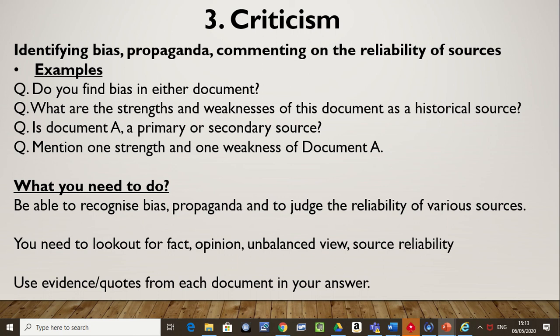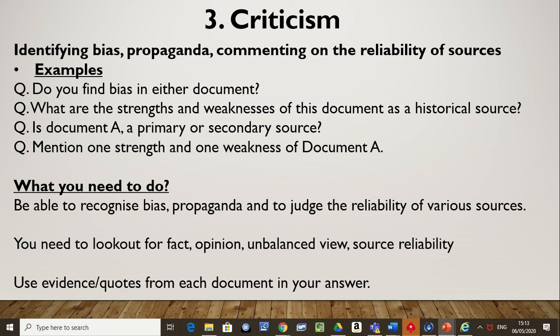Okay, now to answer these, again, guys, very, very straightforward. The first thing you must do is you must be familiar with the key historical concepts. You must be able to recognize what bias is, propaganda, and to judge the reliability of various sources. So you must be able to practice that. Like, if you went into this question and you didn't know what bias meant or propaganda meant, how could you answer it? Okay, so you must understand what the key historical terms are in relation to source reliability.